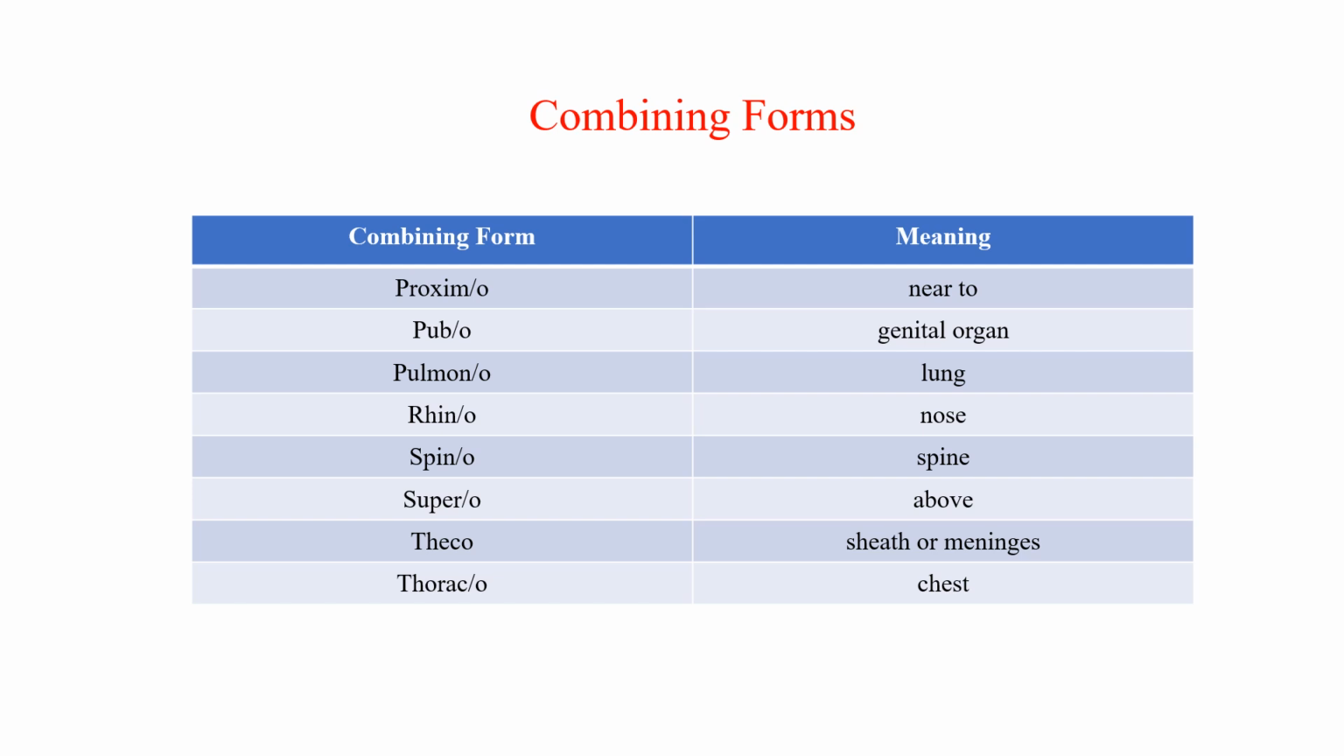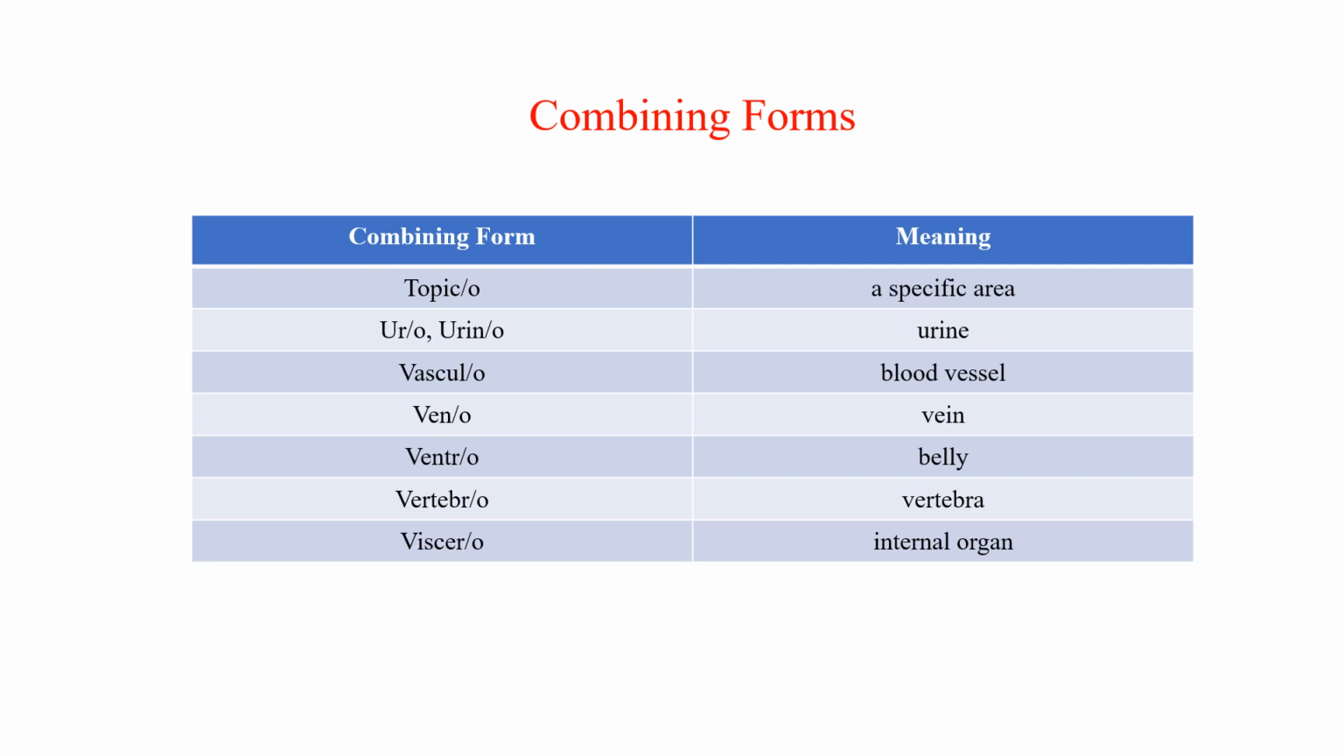Spino means spine, supero, above. Theco means sheath or meninges. Thoraco means chest. Topico refers to a specific area. Uro or urino means urine. Vasculo, blood vessel. Veno, vein. Ventro, belly. Vertebro, vertebra. Viscero means internal organ. An example of a medical term using viscero is visceral. Visceral means pertaining to internal organs.